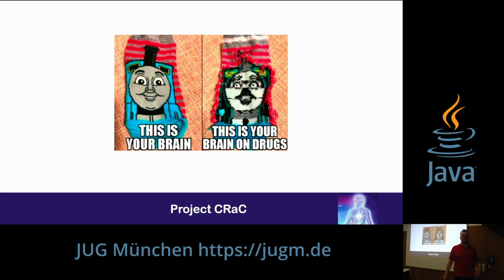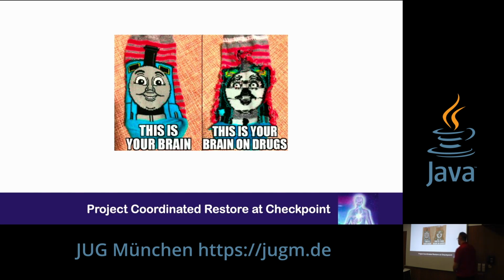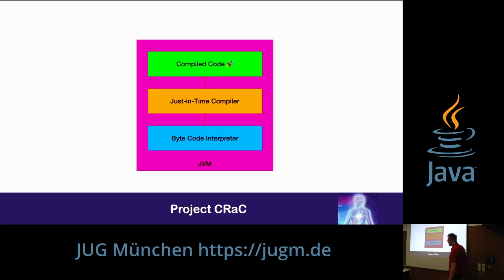And last but not least, Project CRaC. And Project CRaC is not what you think right now. Project CRaC is Coordinated Restore at Checkpoint, and this is yet another approach to make Java start much faster. Like I said, this is the last time we are seeing that wonderful diagram where we have bytecode interpreter, just-in-time compiler, and compiled code. And as we mentioned, the just-in-time compiler is wonderful, it's giving us very efficient code. However, it is very, very slow.